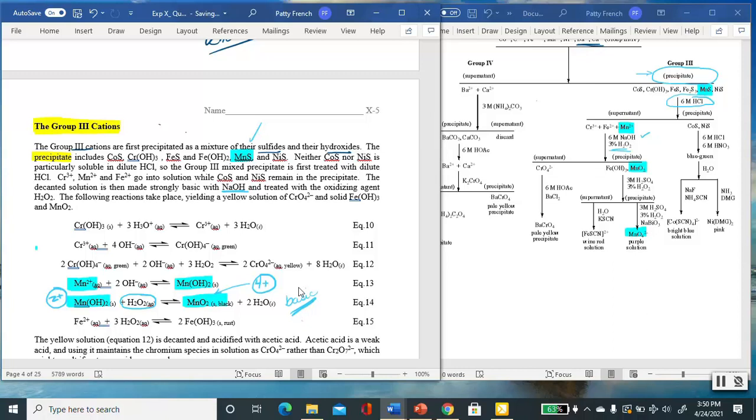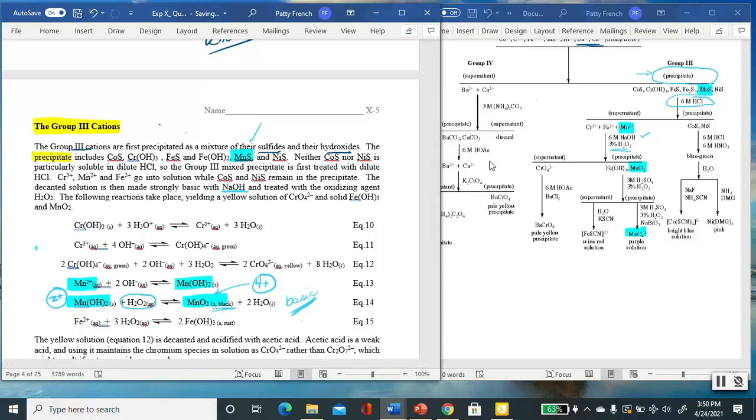Now, at this point, we've got, first it went from manganese 2+ to manganese 2 hydroxide. And then once we added the hydrogen peroxide, we took our manganese 2 hydroxide, which I mentioned was 2+, to manganese 4 oxide. Okay, that's black and kind of nasty.